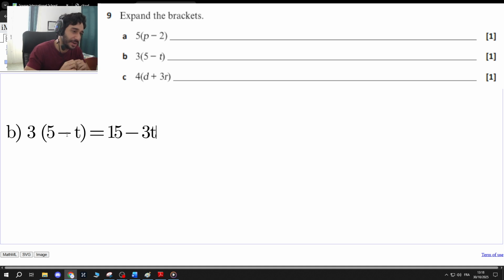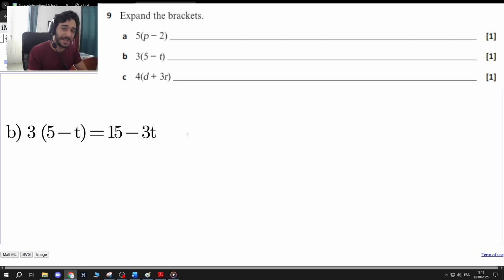I'm done. I can no longer simplify this expression any further because you cannot mix constants. So I don't want to see this on the day of the exam: 15 minus 3t is not 12t. Be very careful. You cannot mix this 15 with the 3t. These are two different entities.